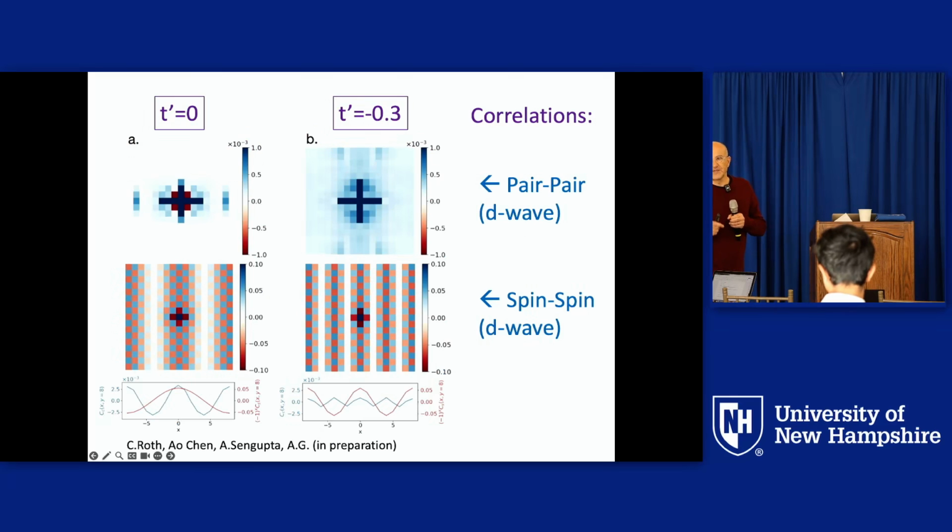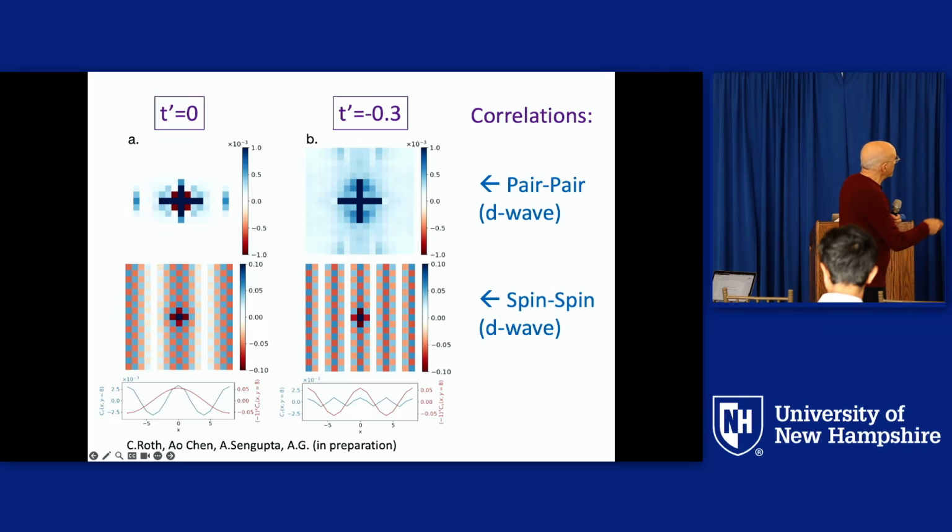And this is 256 sites. We've run simulations up to 256. And so here is the plot. This column is T prime equals 0. The first line is the pair-pair d-wave correlator as a function of space. And this one is the spin-spin correlator. And if you don't like color plots, you have a comparison here between the spin-spin and the charge, again, half the wavelength, etc., in both cases.